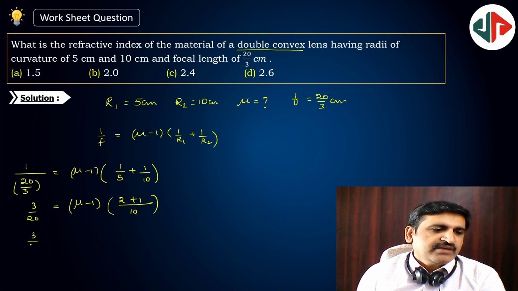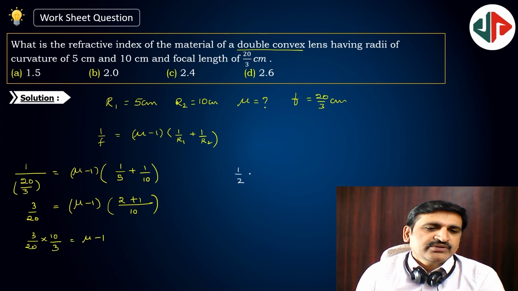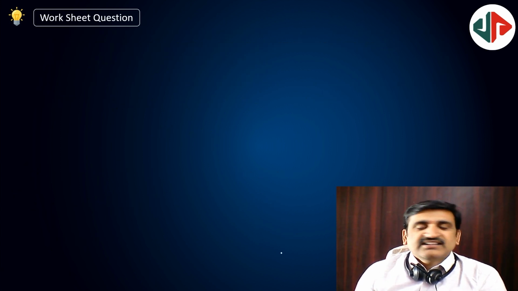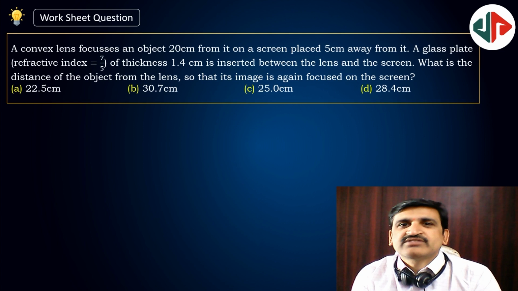3 by 20 into 10 by 3 is equal to mu minus 1. So 3 will go, 0 will go, 1 by 2 is equal to mu minus 1. So mu is equal to 1 plus 1 by 2, which is equal to 1.5. Refractive index 1.5, option A. Refractive index has no units. This type of additional points will come if you learn things from a teacher's voice. That is the difference between studying from the book and learning from a teacher's voice. Associated things will be taught.